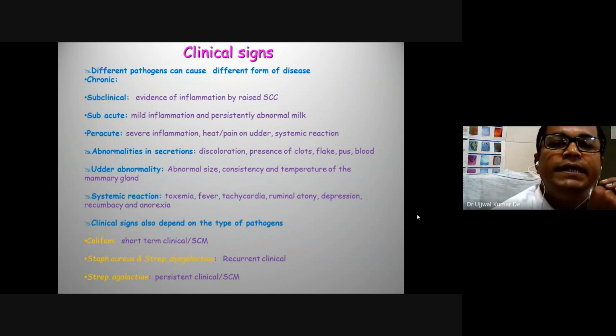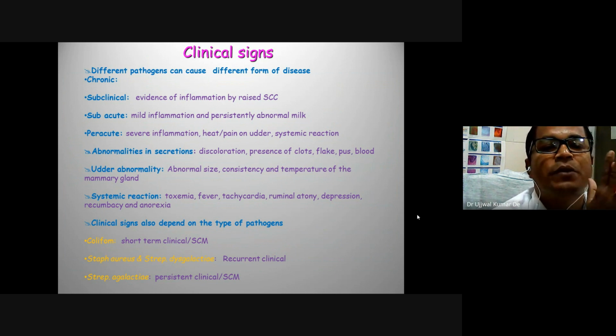Then clinical signs also differ based on the form of mastitis. So what kinds of forms are there? They may be peracute, acute, subclinical, or chronic.